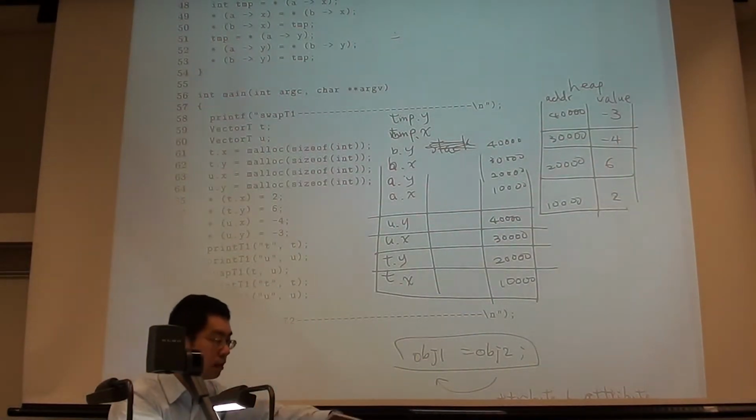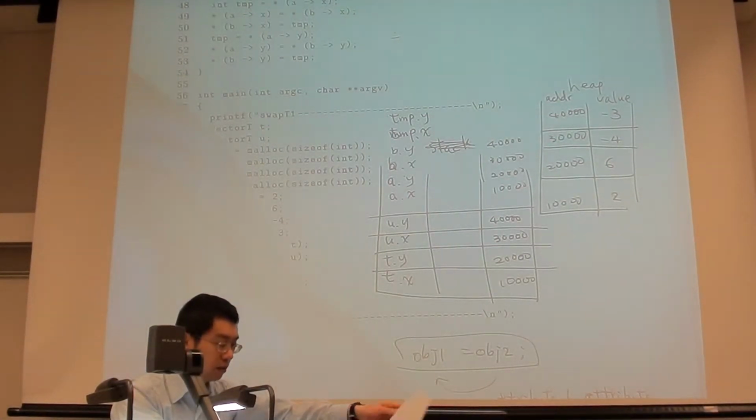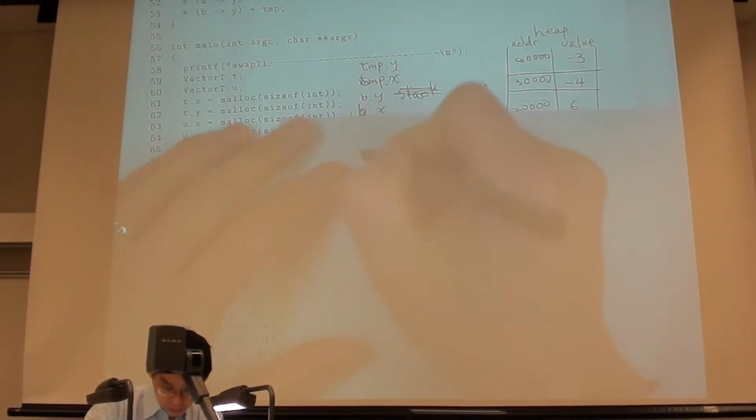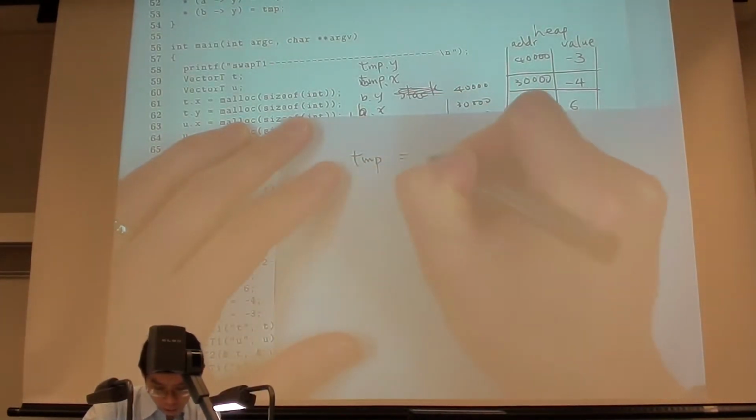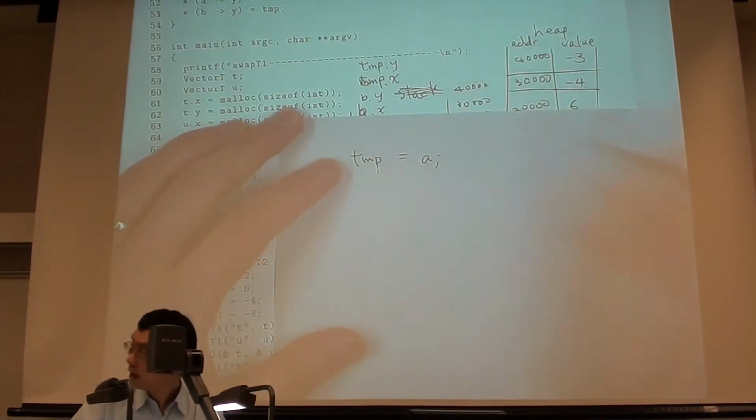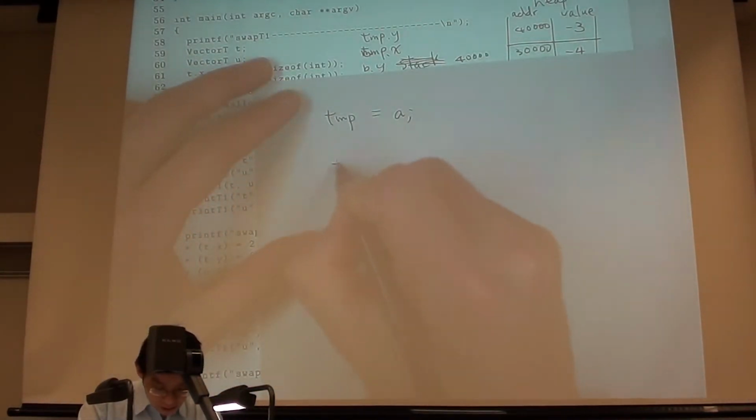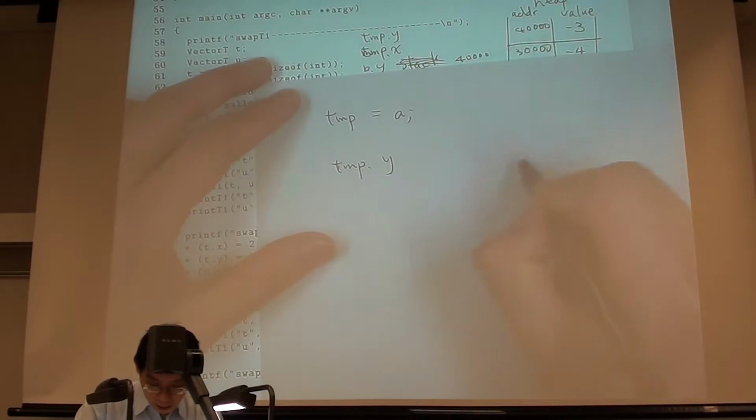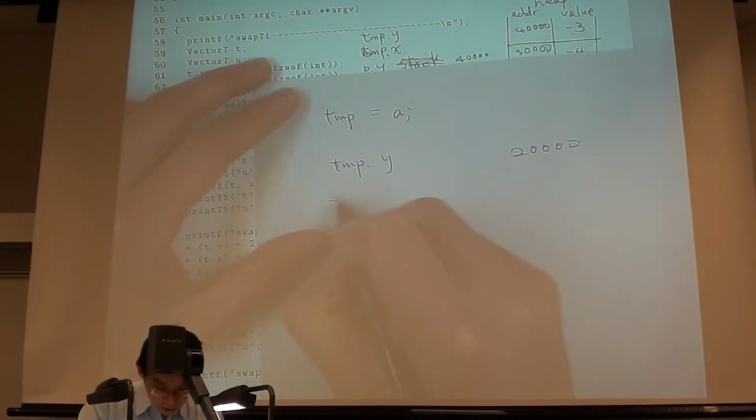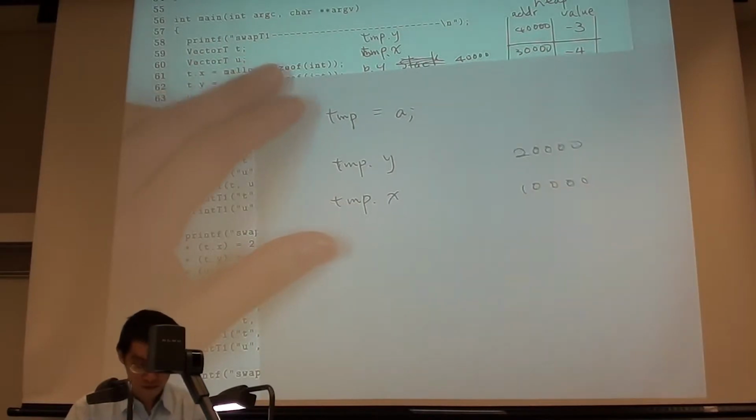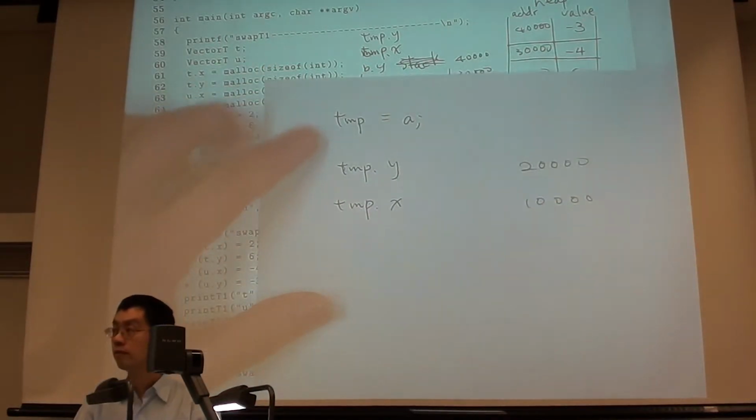let me use another piece of paper. When I say temp equal to A, as I just said, it's going to copy attribute by attribute. That means temp dot y is 20,000. Temp dot x is going to be 10,000. That's what happens here.